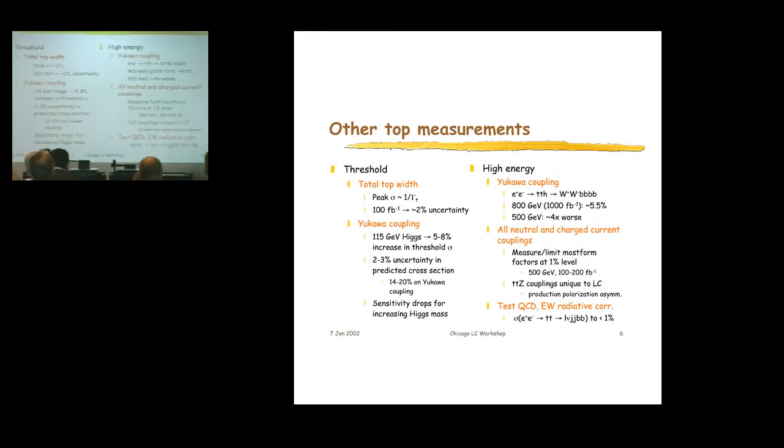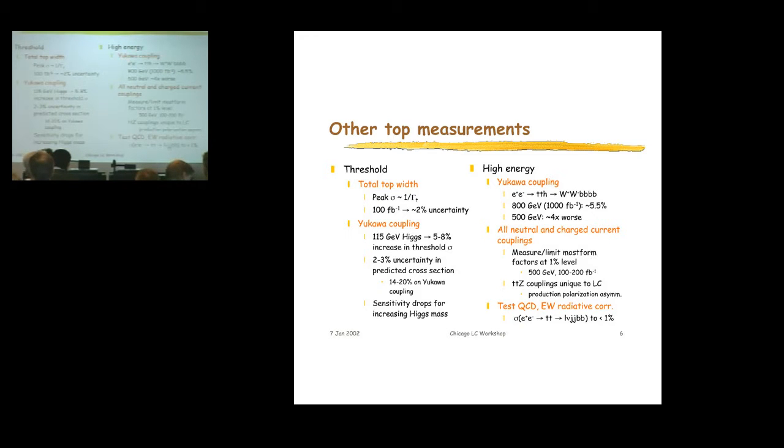You can also get a handle on the Yukawa coupling at the threshold. For a 115 GeV Higgs, there's a noticeable increase in the threshold cross-section. Because of the current uncertainties in predicting that, you would be able to extract a Yukawa coupling to about 20% for this mass Higgs, though the sensitivity will drop off as the Higgs mass increases.